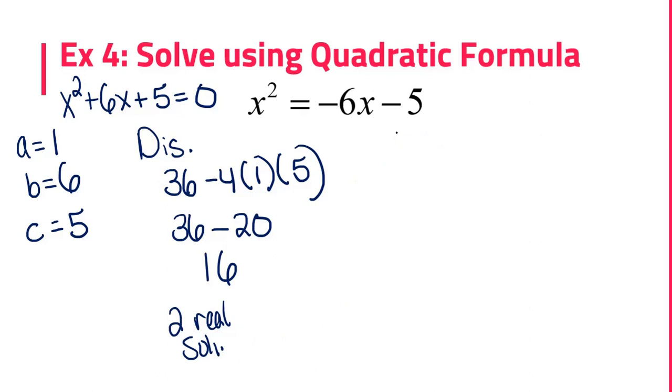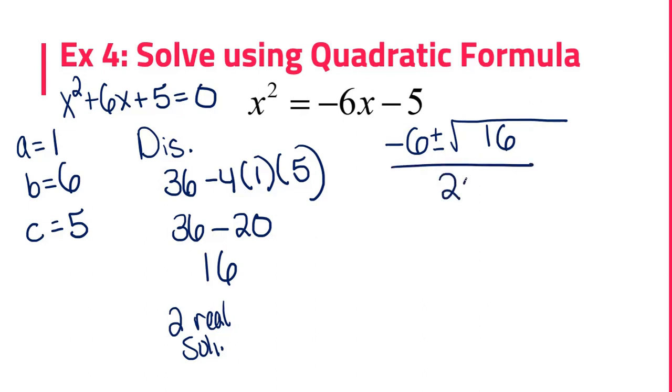So I'm going to finish my quadratic formula now. So opposite of b plus or minus the square root of b squared minus 4ac, which is 16, all over 2 times my a. Okay. Well, square root of 16 is just a 4. Interesting. We haven't had one that had that happen yet.